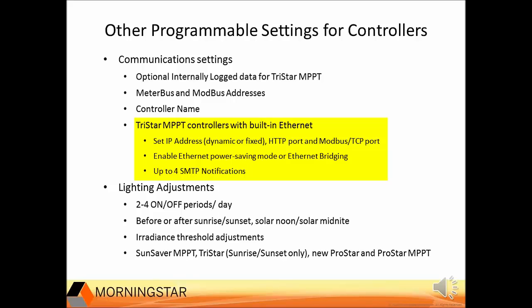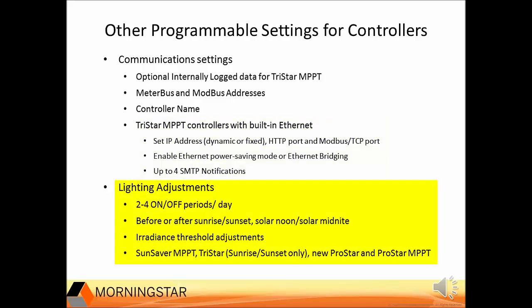They enable Ethernet power saving mode, or Ethernet bridging is also settable, and you can set up to 4 SMTP notifications for email notifications and text notifications. So the lighting adjustments that you can make are 2 to 4, depending on the controller, on-off periods per day. This can include before and after sunrise and sunset, or before and after solar noon and solar midnight.